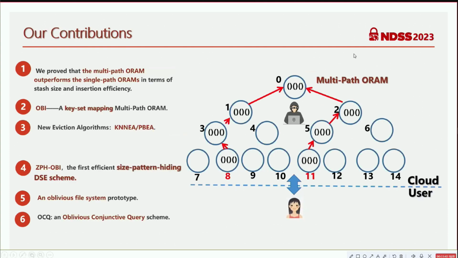We summarize our contributions as follows. First, we proved that the multipath ORAM outperforms the single-path ORAM in terms of stash size and insertion efficiency. Second, we proposed a key-set mapping multipath ORAM. Third, we give two new eviction algorithms, KNEA and PBEA. Fourth, we propose ZPHOBI, the first efficient set-path-hashing DSE scheme. We gave an oblivious persistent prototype. We also give an oblivious conjunctive-query scheme, OCQ.